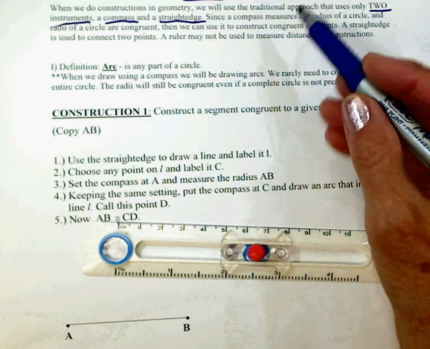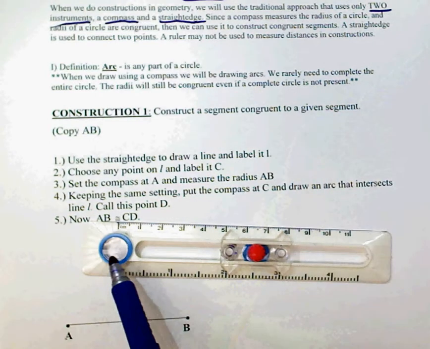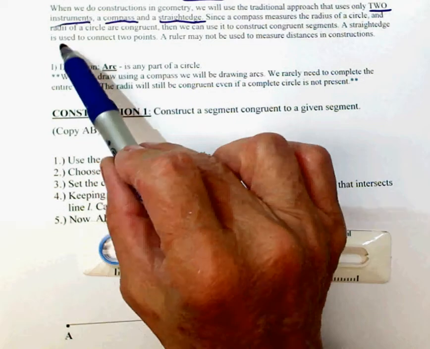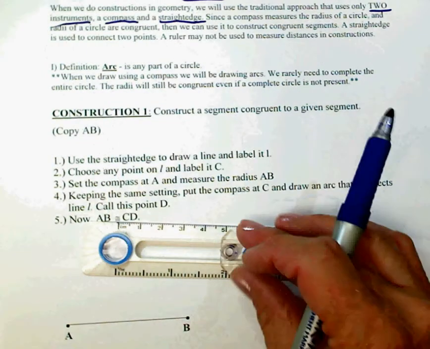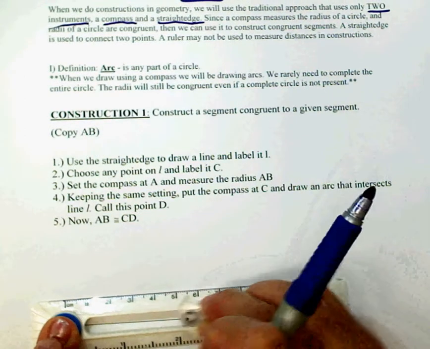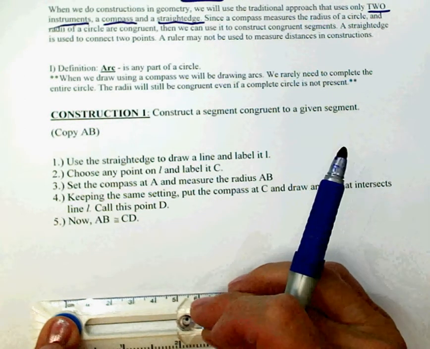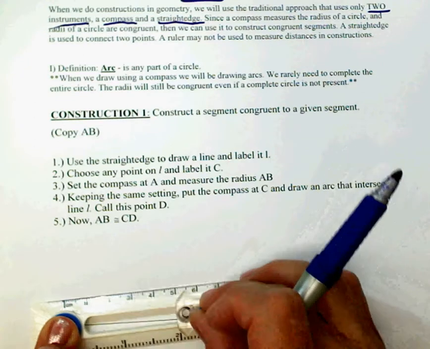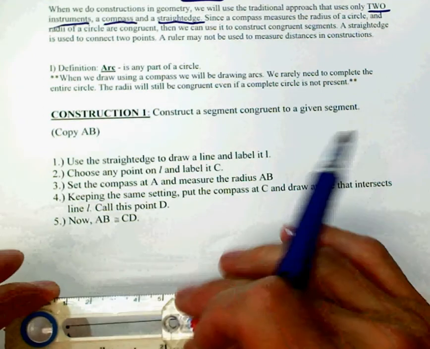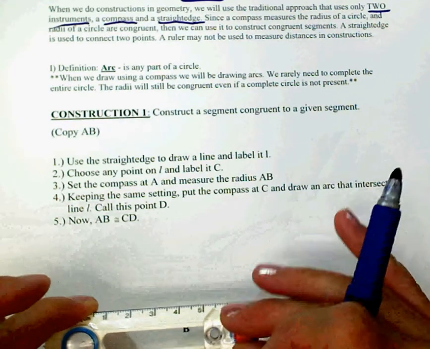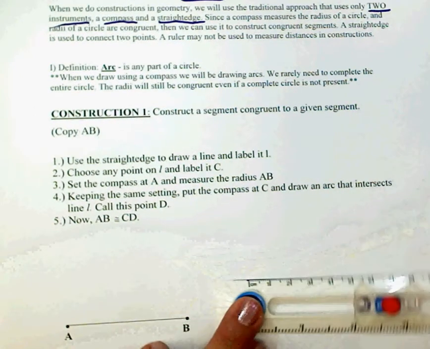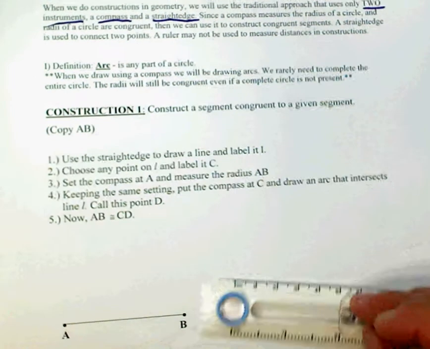Now since a compass measures the radius of a circle, as does our trimen, and radii of a circle are congruent, we use the compass or the trimen to measure the actual length. Without picking off numbers, we just line it up to be the exact length, so that we can take this radius, tighten the little screw here, bring it somewhere else and recreate that length someplace else. And that's exactly what we're going to do.